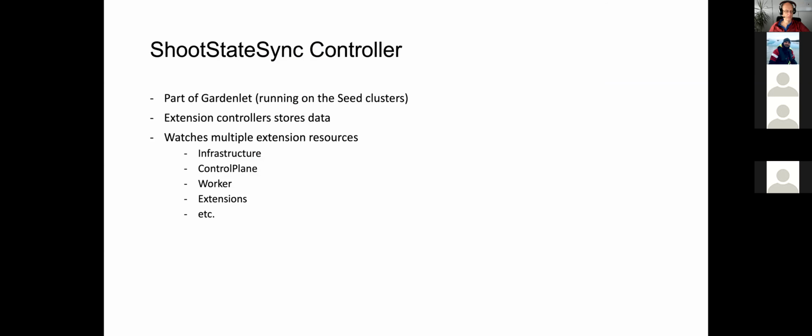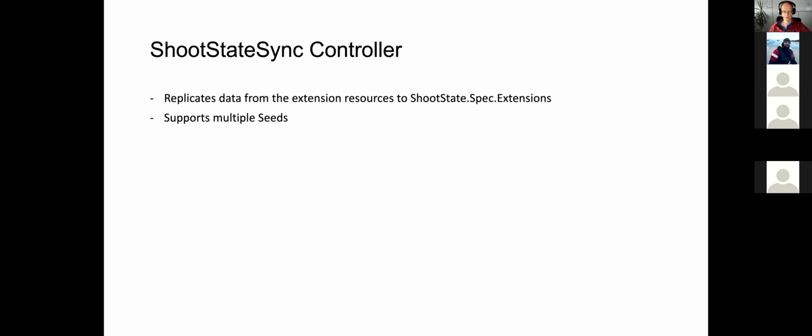So in order to replicate this data in the Garden cluster, we've created this new controller. Currently, it is part of the Gardenlet, so that means it is running on the seed clusters. The controller is watching multiple extensions like the infrastructure, control plane, workers, and the extensions, and triggers when the status state of those resources is being changed. And if that change occurs, this controller replicates the data from the extension resource to the shoot state.